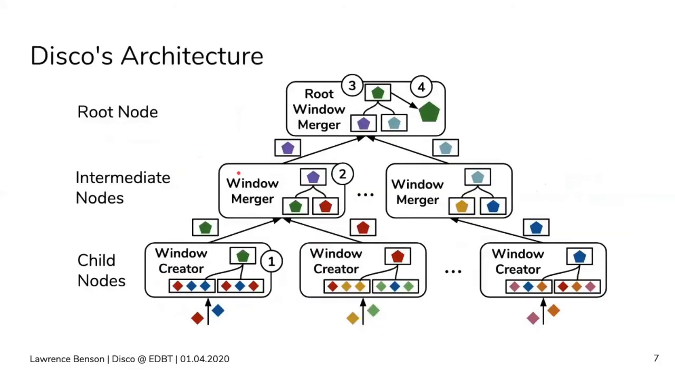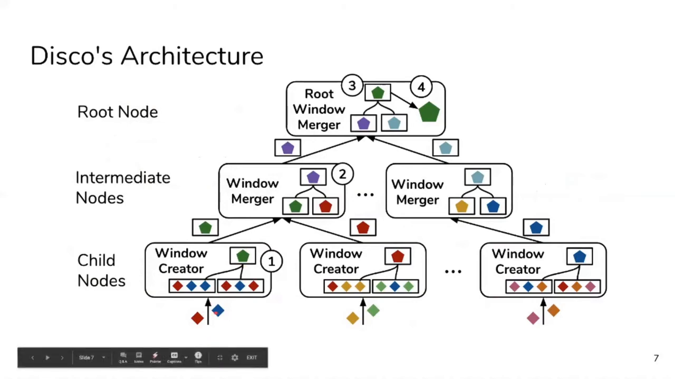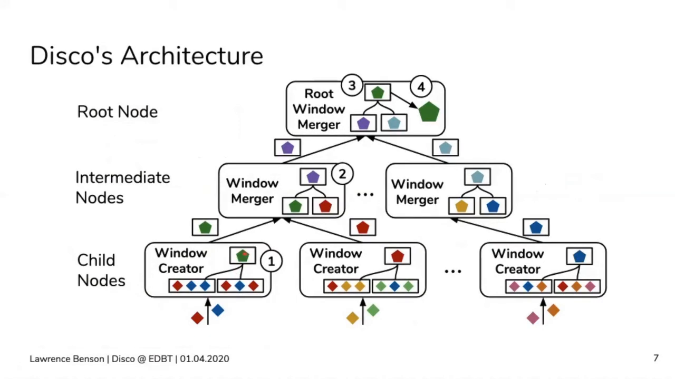So how does this work? Let's quickly look at Disco's architecture. Disco consists of three main components: the child nodes, the intermediate nodes, and the root node. You can see here in the first step, the child nodes that interact directly with the sensors receive raw events. They then create the windows and perform the aggregation on this data, and then they pass on the aggregate to the intermediate nodes.